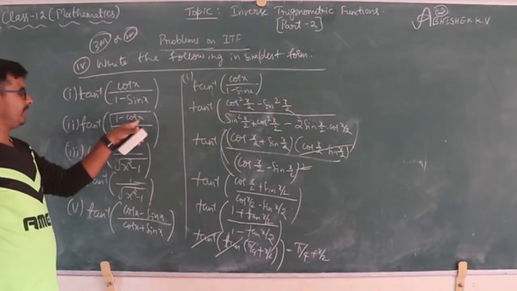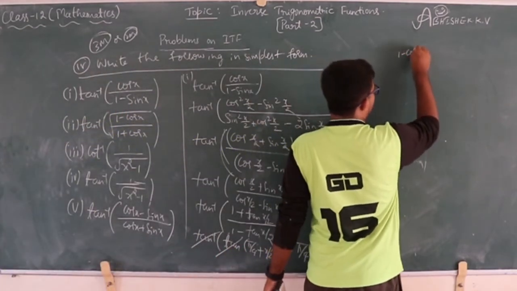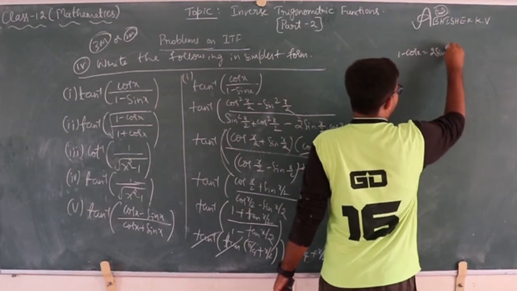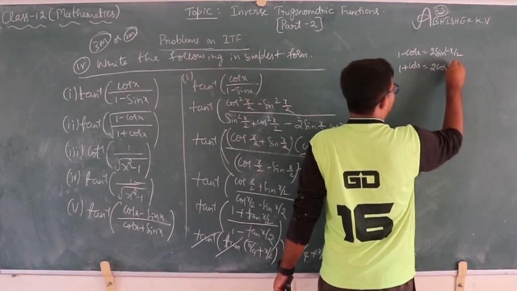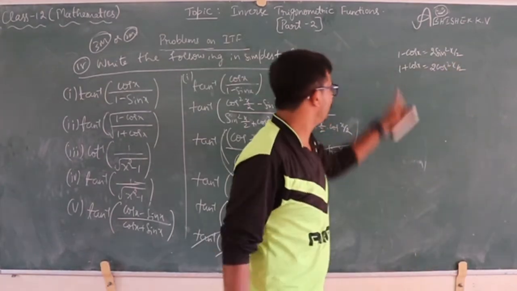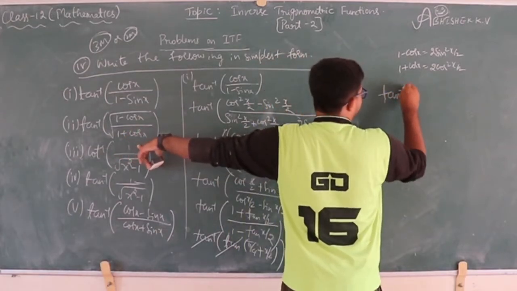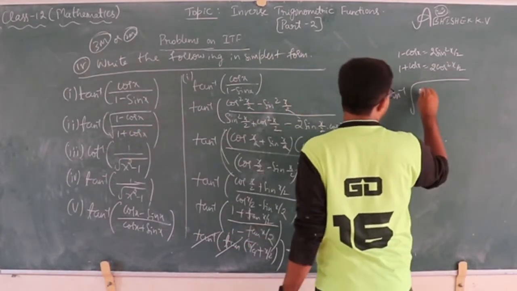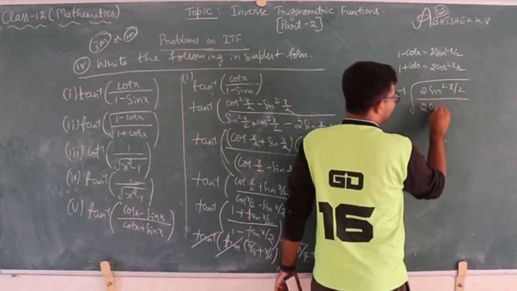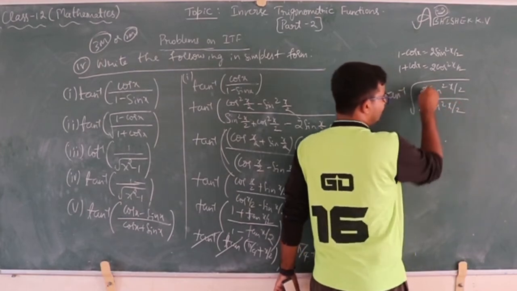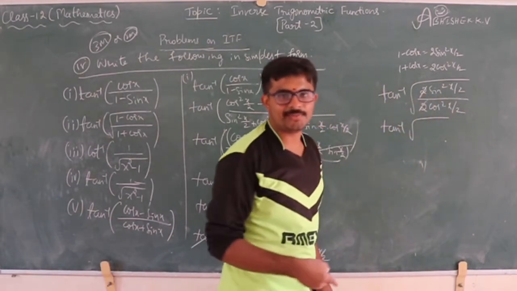Tan inverse of 1 minus cos x divided by 1 plus cos x. Very standard formulas. 1 minus cos x is equal to 2 sin square x by 2. 1 plus cos x is equal to 2 cos square x by 2. If you know these formulas, then apply them. Tan inverse of root of 2 sin square x by 2 divided by 2 cos square x by 2. The 2 gets cancelled. What is sin square x by 2 by cos square x by 2?